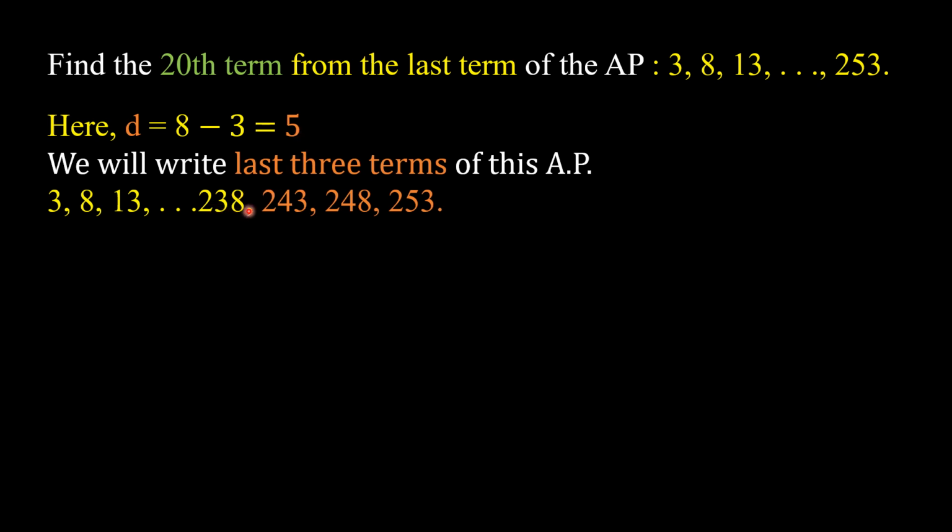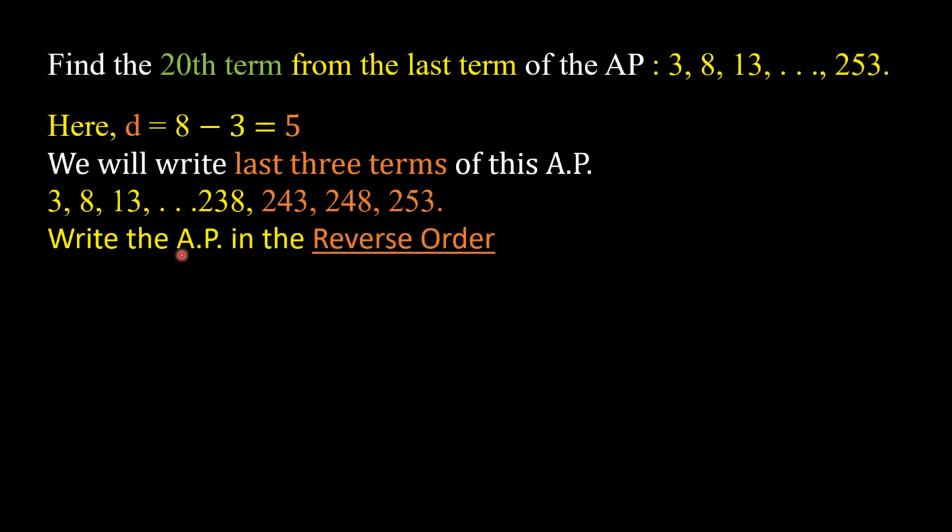Now we have to find the 20th term from the last term. So we will write this A.P. in the reverse order so that 253 will become the first term of the A.P. And so we will write the A.P. in the reverse order. 253, which is the last term, 248, which is the last but one term, 243, a term before that, and so forth, 13, 8, 3.